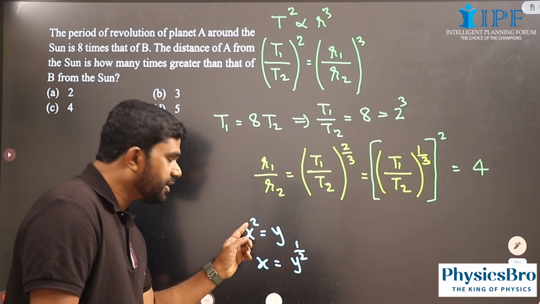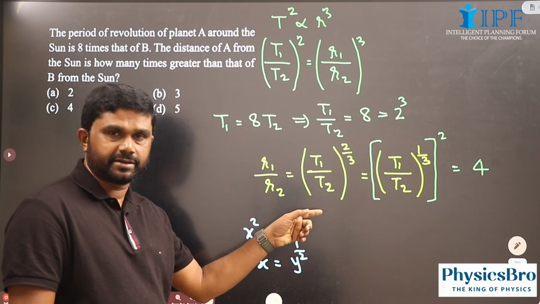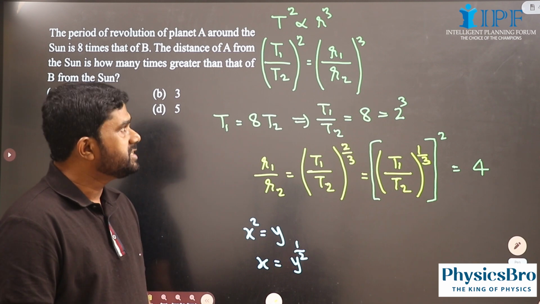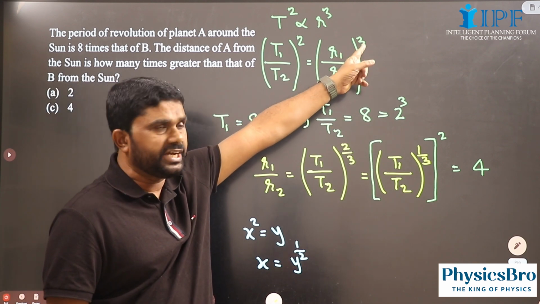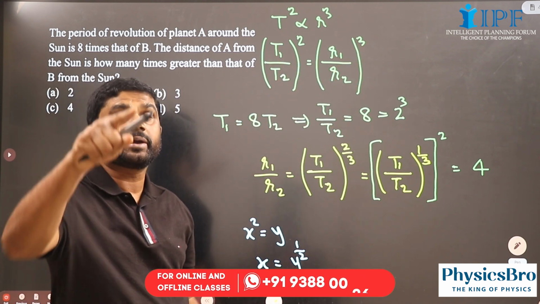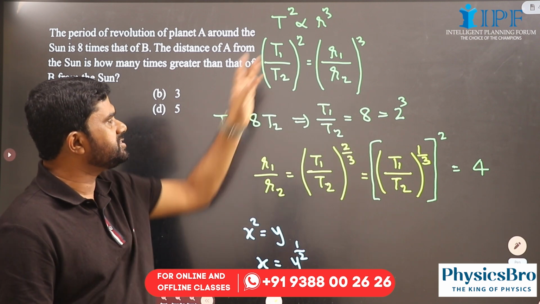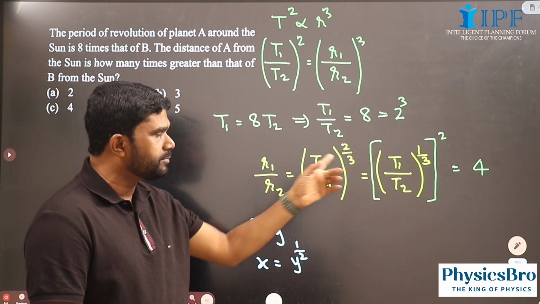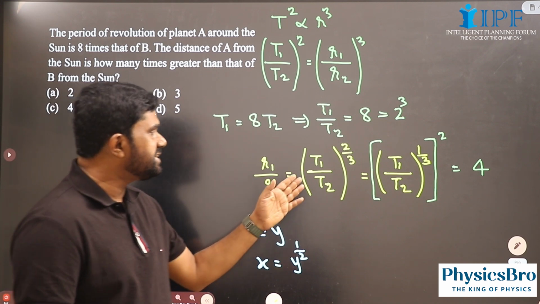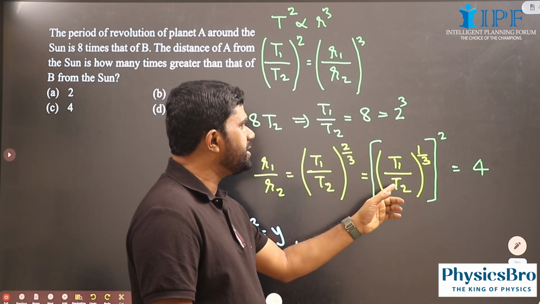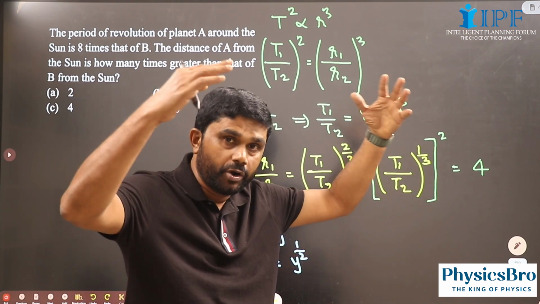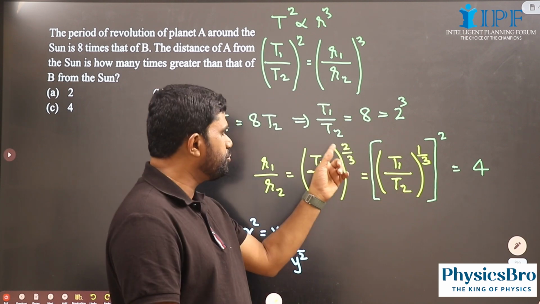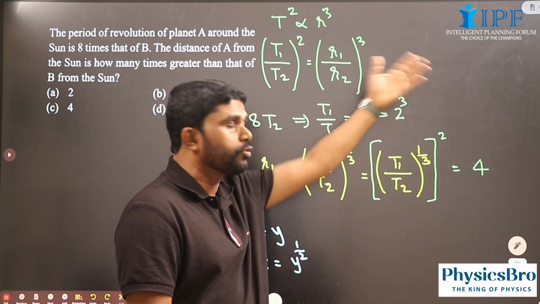Means when this power 2 is taken to the other side, it will become 1 by 2 there. Similarly, if you take this power 3 to the other side, it will become 1 by 3. See, already there is a 2, and when that 3 is taken to the other side, it will become 2 over 3. Okay, see, this can also be written as (T1 by T2) whole raised to (1 by 3) whole raised to 2. Means this 2 by 3 I can split as (1 by 3) whole square.